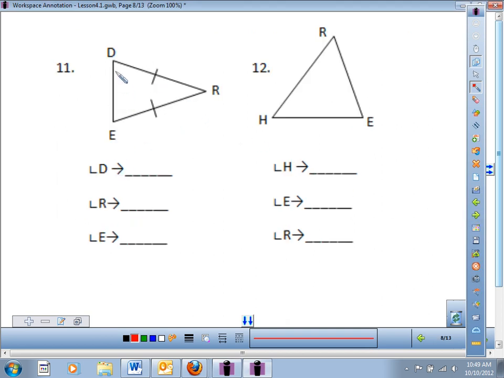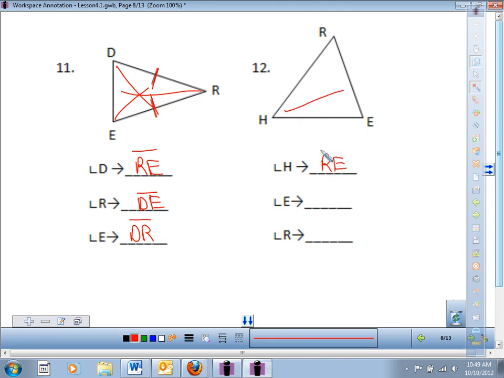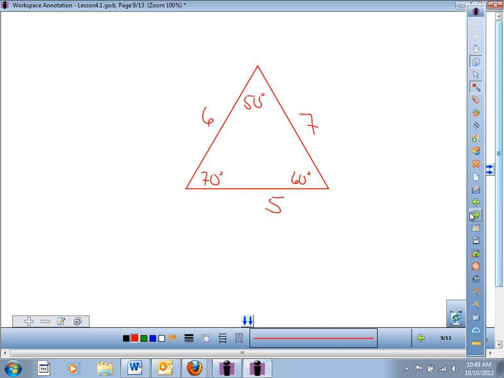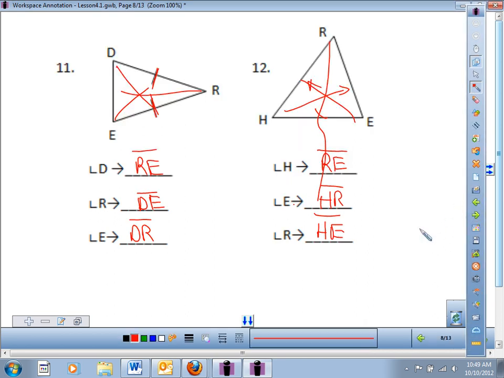If we look at angle D, side opposite would be RE. Now if you notice, this is an isosceles triangle right here because we have 2 equal sides. R would be DE. We actually have special names for these equal sides that we're going to talk about later. E would be DR. Right? Same thing over here. H would be RE or ER. E would be HR. It's just the other 2 guys. And then R would be HE. Again, get used to me drawing arrows across a triangle like that because I'm going to do that a lot throughout this chapter. Alright, so that is lesson 4.1 from geometry.